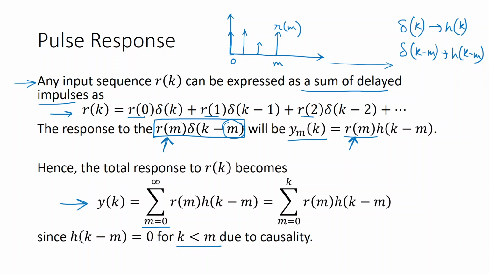So your h(k minus m) is 0 for k less than m because of causality consideration. Hence you can abruptly end the summation at k. You don't need to take it to infinity, you can end it at k. So this is a very important assumption. If causality was not assumed, we will not be able to do this truncation of the summation, and this truncation is important.